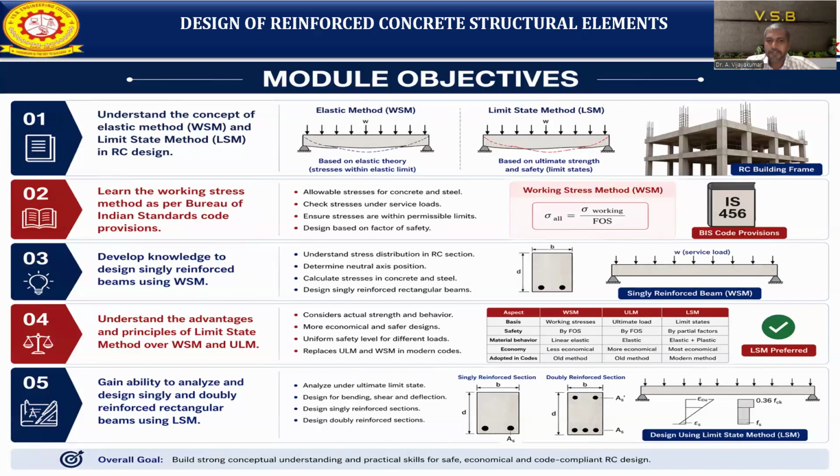Okay, a uniform safety level in the different types of loads replaces the ultimate as well as the working stress method in your modern codes. Okay. As learners, we analyze under the ultimate limit state method, using bending, shear, and deflection. Now we can learn about singly reinforced and doubly reinforced sections.